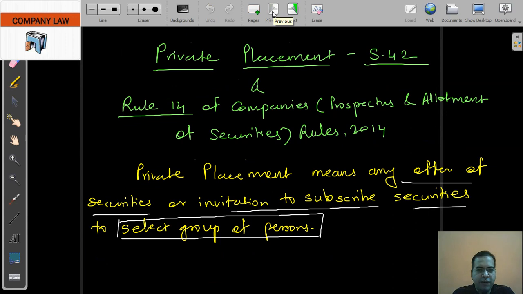So we started with private placement, section 42. In one line, what can you mention? Private placement means any offer of securities or invitation to subscribe securities to a select group of persons under section 42.